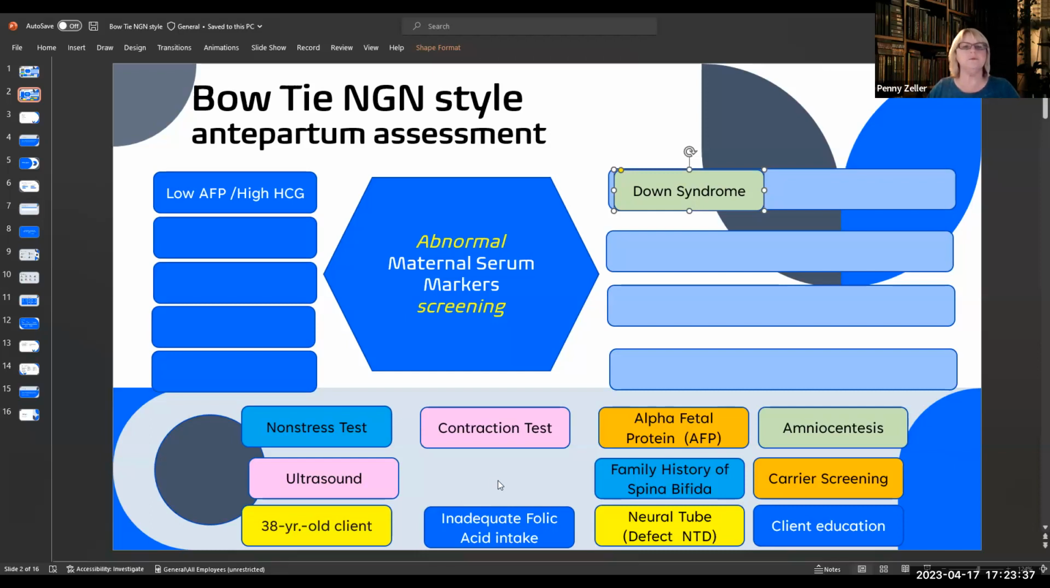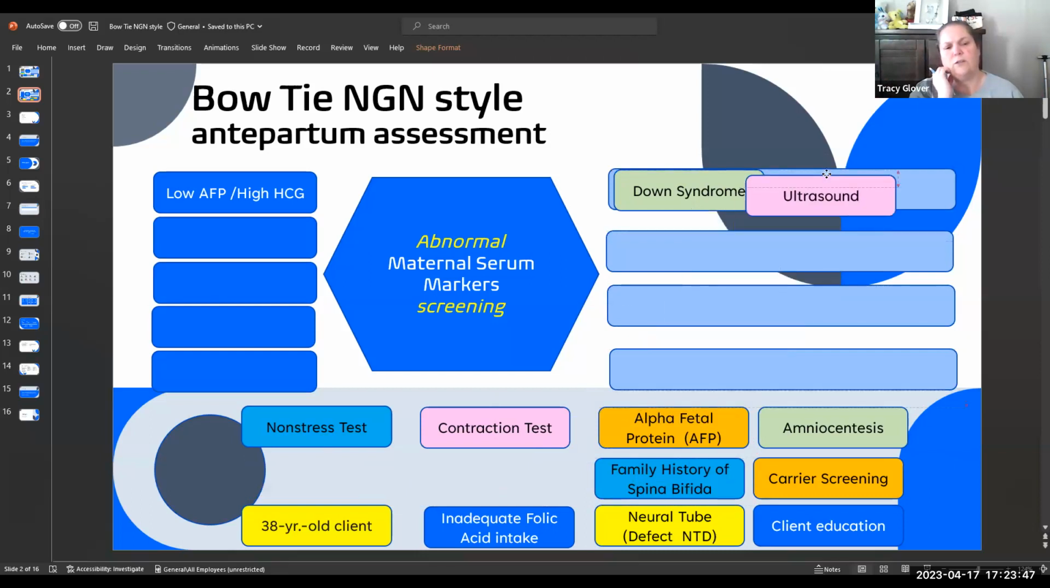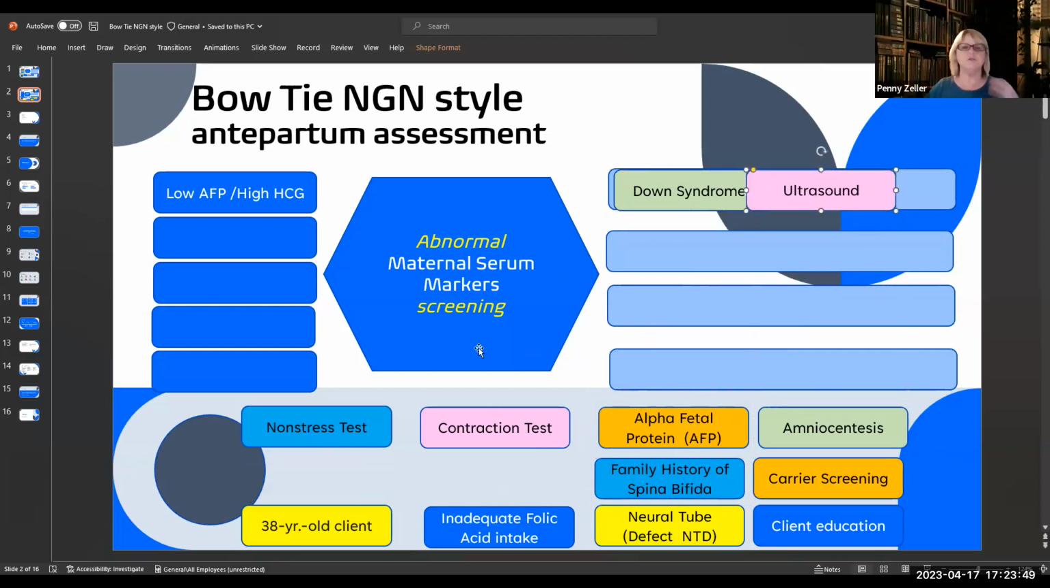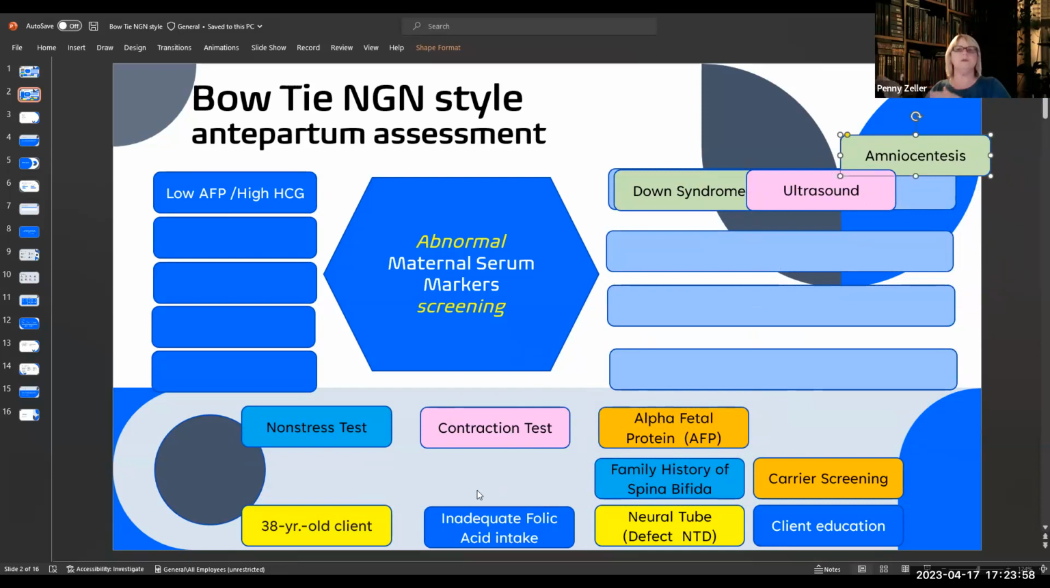What's the next thing we would do? Have a blood test, ask the mom if they want the amnio, and I guess if they consent, then do it. Wouldn't you do an ultrasound? We're going to do an ultrasound first. Okay, and then an amniocentesis. Okay, that's the order we would do it in.